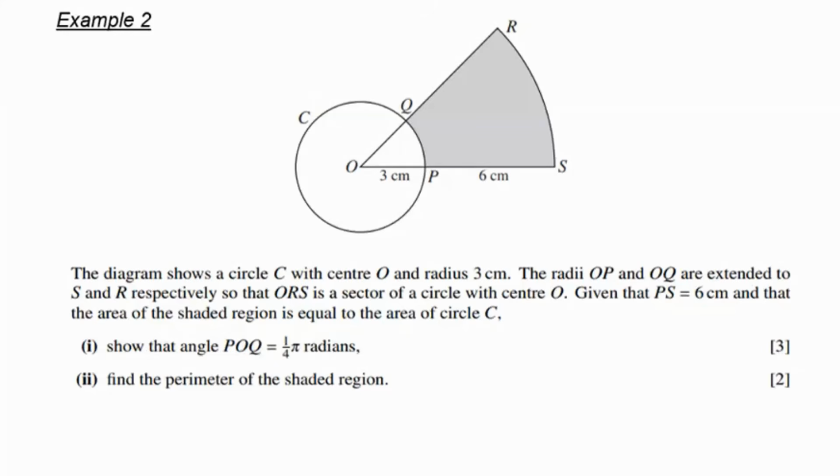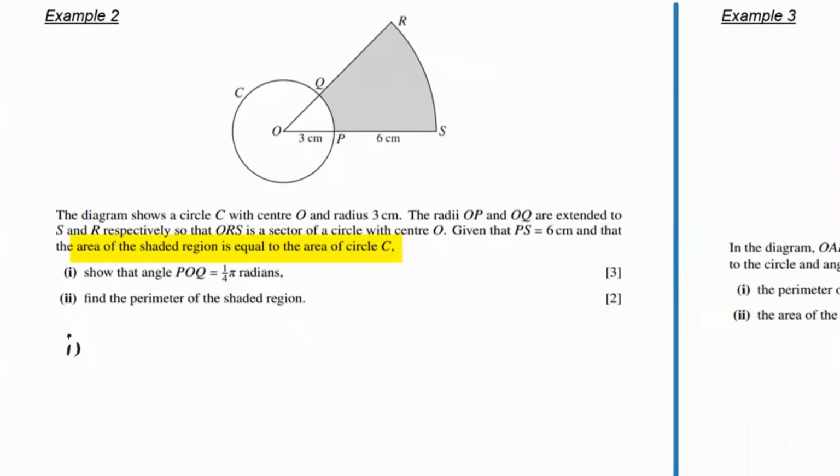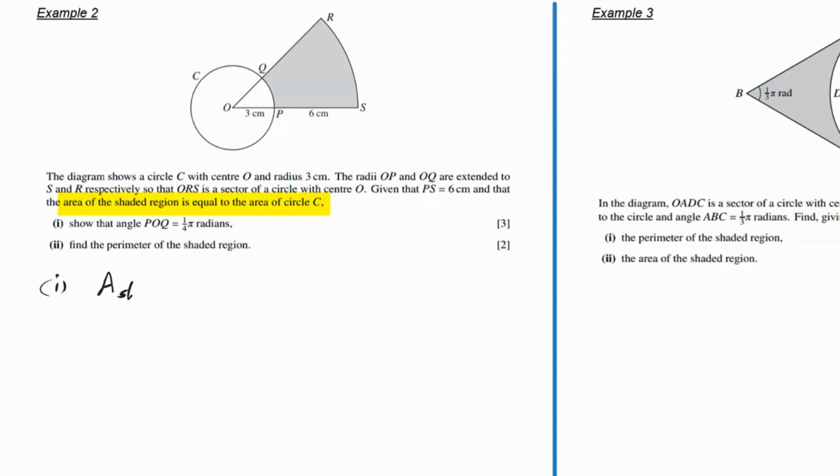Right, so the best way to answer these questions is to make use of the statement they have given you, because they've told us something very important. They've told us that the area of the shaded region is equal to the area of circle C. Area shaded is equal to area of circle C. So how do we find the shaded area? We say that it's the area of the whole sector ORS, which is half times the radius of ORS.